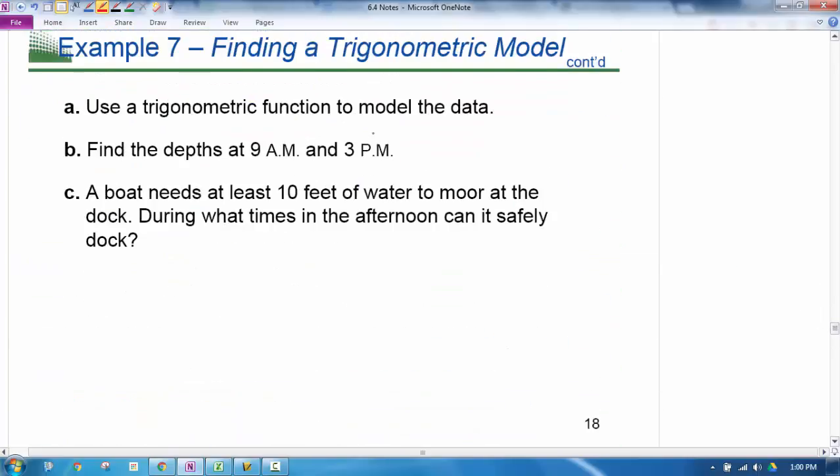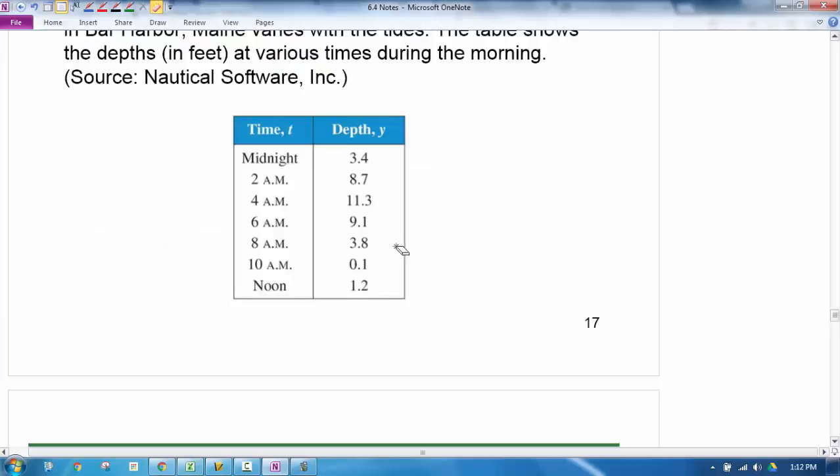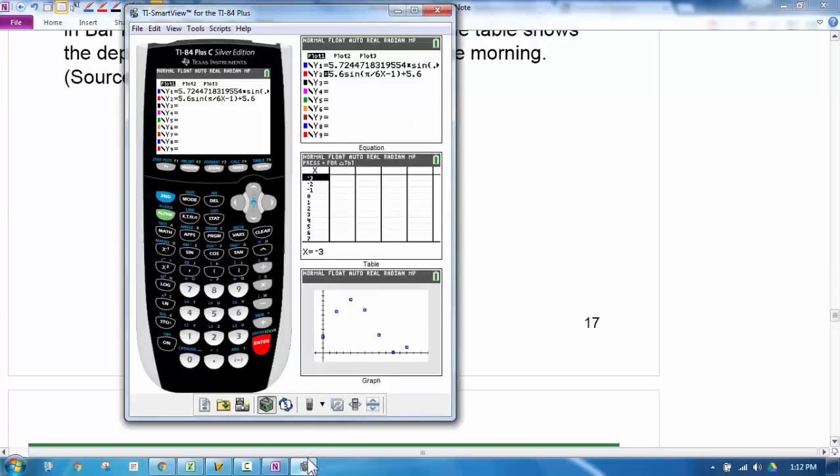So let's find a trig function to model the data. Let's find the depths then at 9 and 3, and answer part C as well, which is that a boat needs at least 10 feet of water to moor, or what times in the afternoon can it safely dock. Okay, now the easiest way to get this, to be honest with you, is in your calculator. If you go to Stat and you go to Edit and you enter these values in for L1 and L2, then when you go to Stat Calculate now, you can scroll way down to Sine Regression, which is C here.